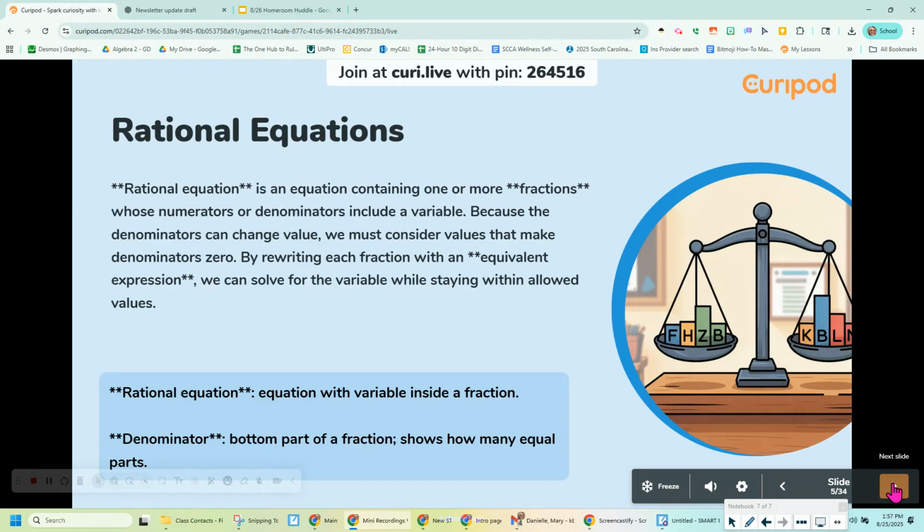So keywords here are rational equations. Those are equations with variables inside a fraction. And the denominator is the bottom part of the fraction that shows how many equal parts we have.